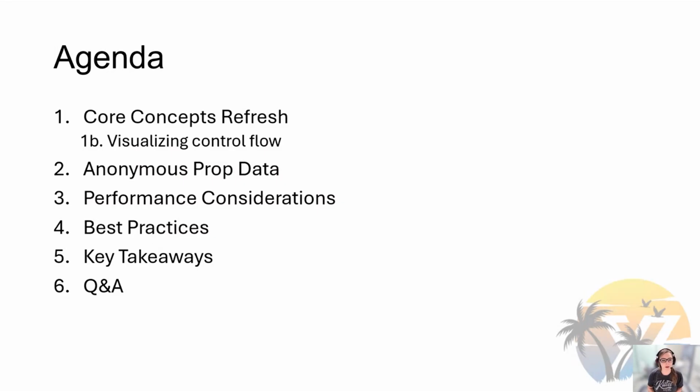And I will have some graphics on how I visualize the control flow and how those concepts work together. We're going to go over anonymous prop data, which is a tricky concept and sometimes gets confused with PropDefs and PropObjects. They sometimes overlap, but they're actually different systems. I have performance tips when working with PropDefs and PropObjects, a bunch of generic best practices, and then we'll do a quick review.